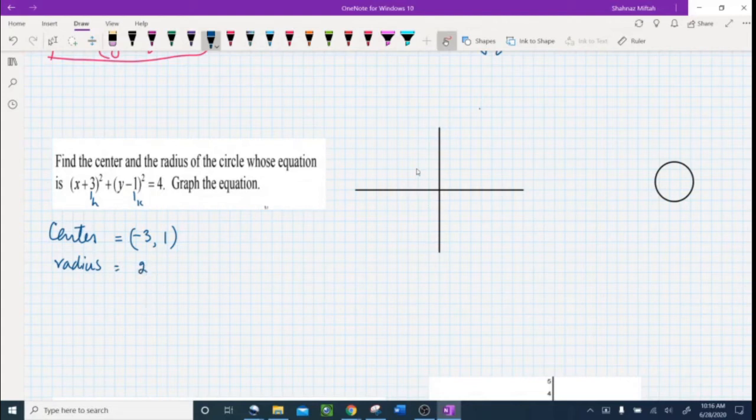So let's graph this. I know -3 and 1: 1, 2, 3 and 1, that's the center of the circle, and the radius is 2, 1 and 2, like the distance from this to this is 2. Okay, so I already drew this center, the circle, I'm sorry, and let's move this over here.